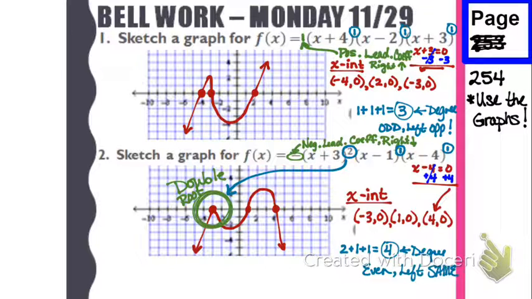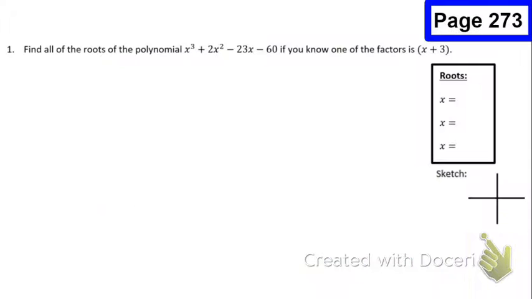All right. Do you guys have any questions for me about the bell work? We are going to learn today how to take it from a big, long polynomial and put it into this factored form so that we could graph it like this, using the x-intercepts and that leading coefficient and the degree. So I want you guys to flip in your books to page 273.